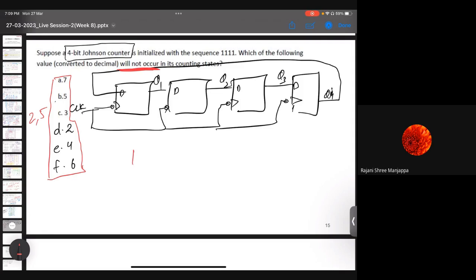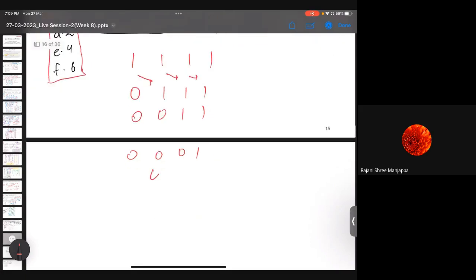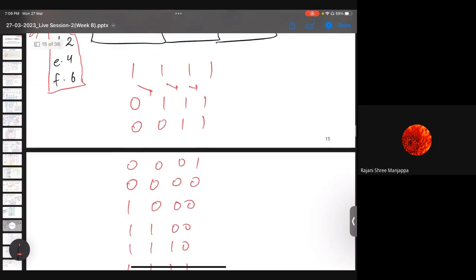So it says the initial state is 1 1 1 1. Johnson counter is nothing but now this 1 1 1 and it is getting 0. 0 1 1, it is getting 0. 0 0 1, it is getting 0. 0 0 0, it is getting 0. 0 0 0, it is getting 1. So I hope it is clear.